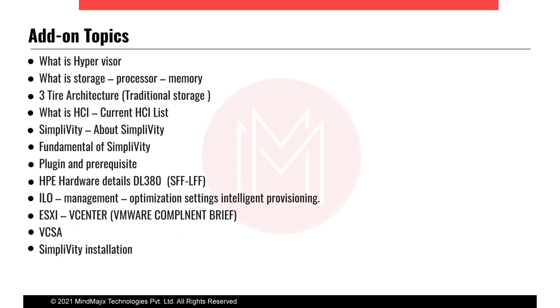The third point will be the three-tier architecture. If the current customer is using traditional storage with a three-tier architecture that is outdated, how can the customer change from three-tier architecture to HCI architecture? The process and the movement, the comparisons, the features, the availability, all of these we will cover and brief you on the three-tier architecture. Then after that we will come to what is SCI.